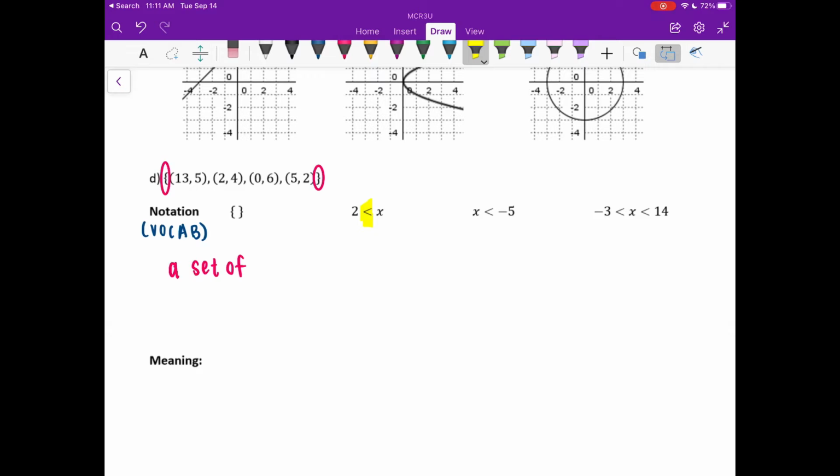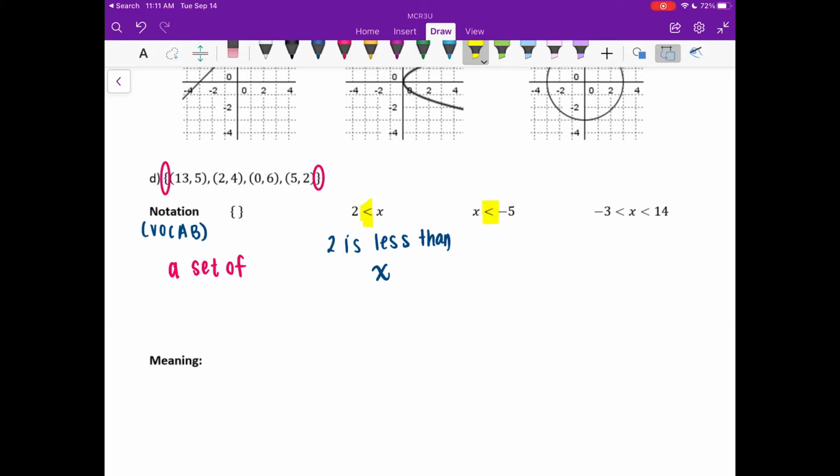The next thing we have is this 2 less than x. That little arrow tells us that 2 is less than x. How I like to remember it is the x has the mouth facing towards it, so it must be larger, so the 2 is smaller than the x. That's just how I like to remember it. If you would like to just remember the symbol, that's fine too. Just a little trick that I use.